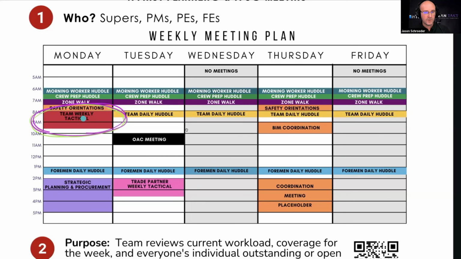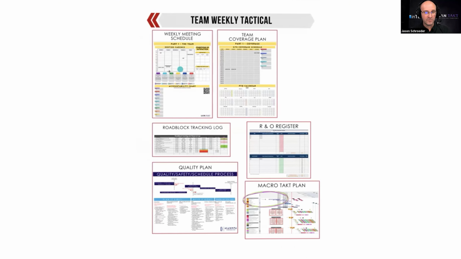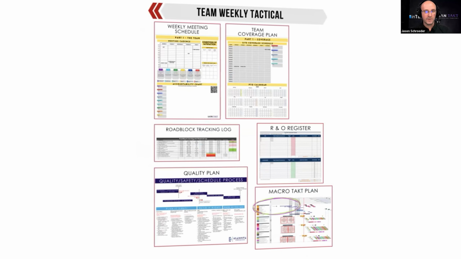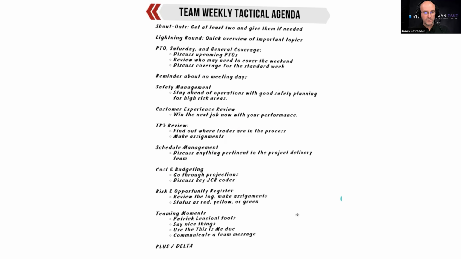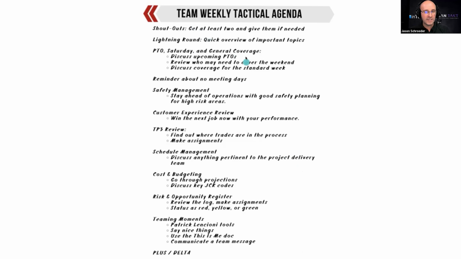So your team weekly tactical is where you organize your team at the beginning of the week. And the purpose is the team reviews the current workload, coverage for the week, and everyone's individual outstanding or open items. Typically we have boards that we want you to use, and you also have other deliverables or items that can be used for you to be successful, including an agenda. So I'm just going to highlight a couple of the agenda items. Shout outs, lightning round, PTO. Why should we talk about PTO? Because we have to have a project delivery team there supporting the Takt production system. And then we go through no meeting days, safety management, all the other things, but we have to do PTO, Saturday, and general coverage first.